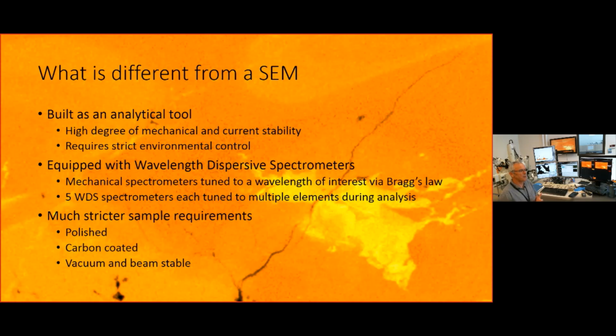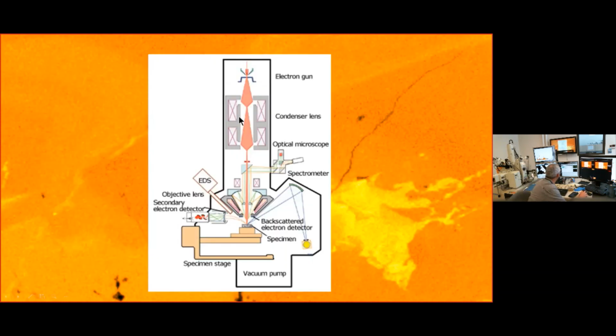Just before I start on that though, why is a microprobe different from an SEM? There's a couple of reasons. As I said, it's built for quantitative analysis. It's got a different type of spectrometer called a wavelength dispersive spectrometer. And I'll show you the next picture here. So this top part here is the same as our standard SEM. Down here is our WDS spectrometer. And this is a WDS spectrometer here.